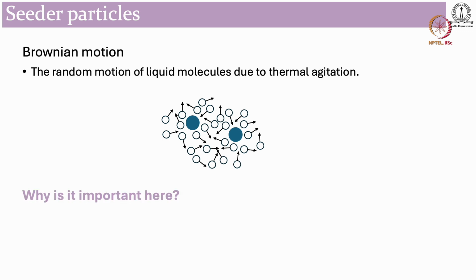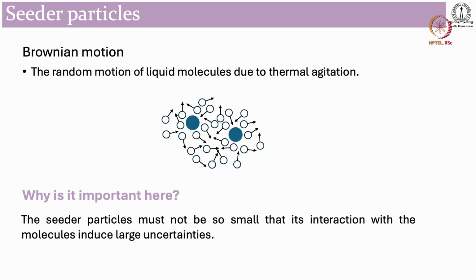Now why is it important here? Again, it is important that the Cedar particle must not be so small that its interaction with the molecules induces large uncertainties. So we can say that Brownian motion actually limits the minimum particle size of the Cedar particle, which we should consider while doing micro PIV.